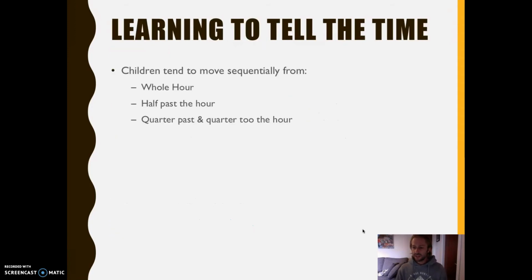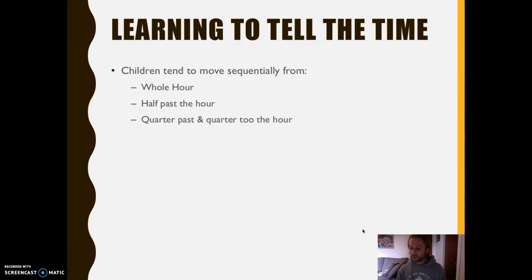So when it actually comes to learning to tell the time, children tend to move sequentially from the whole hour, so telling the time by the whole hour, to telling the time by half past the hour, and then introducing quarter past and quarter to. Now from this point, children then just become increasingly more accurate in terms of telling the time.